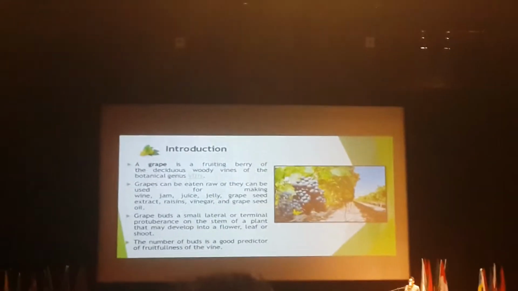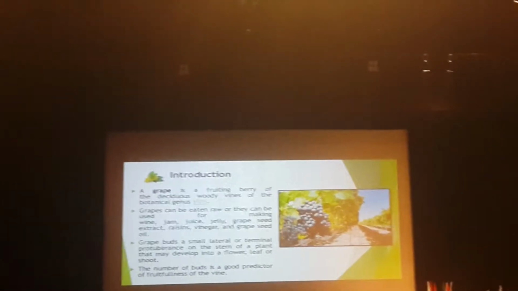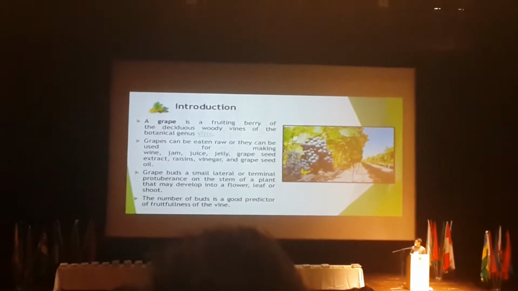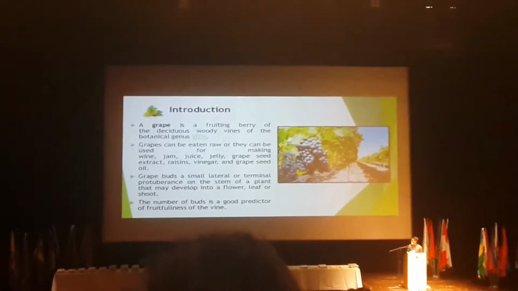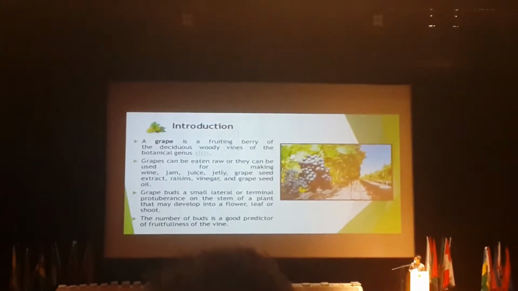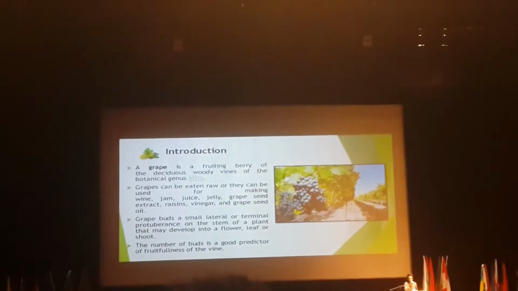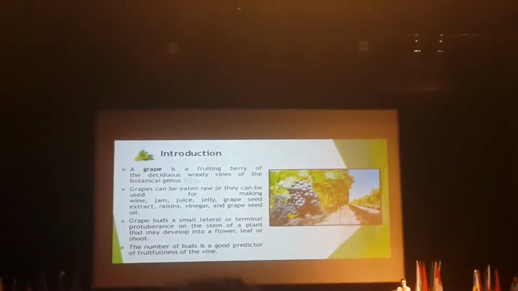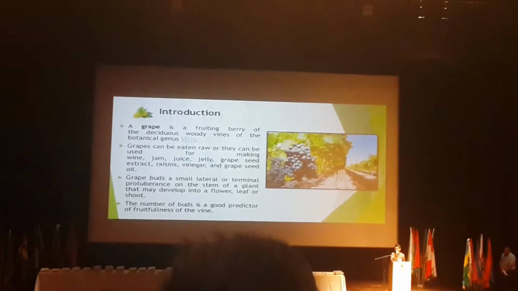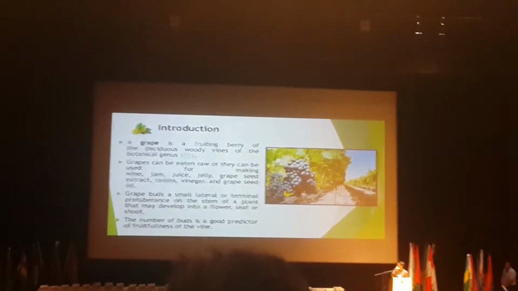terms of its values. Now let's talk about the grape buds that are important in this study. A grape bud is a small lateral or terminal protuberance of the stem of a plant that may develop into a flower, leaf, or shoot. The number of buds is also a good predictor of the fruitfulness of the vines. Meaning to say, if a grape vine is healthy, it is fruitful and has a lot of buds appearing.